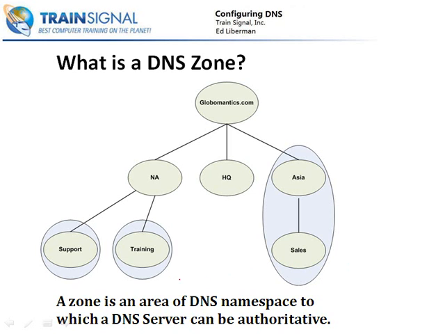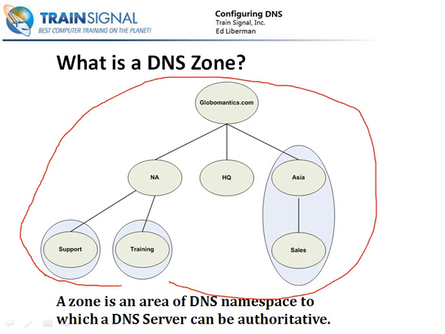Now here I have a drawing of the globalmantics.com zone. Well, really it's the entire tree. It's the entire area of namespace for this entire network. And the highlighted areas, I have one here, here, and here, are zones that have specifically been delegated out, and we'll talk about delegation in just a moment. But here, I've delegated out the asia.globalmantics.com zone.